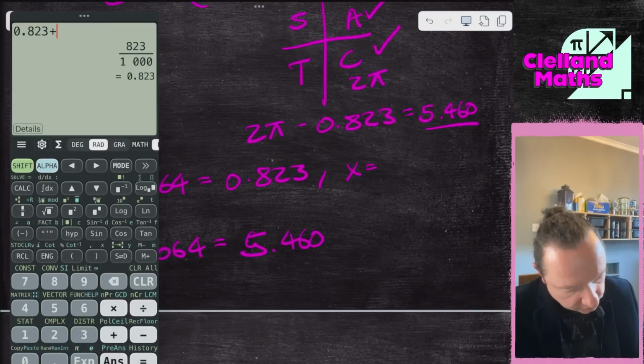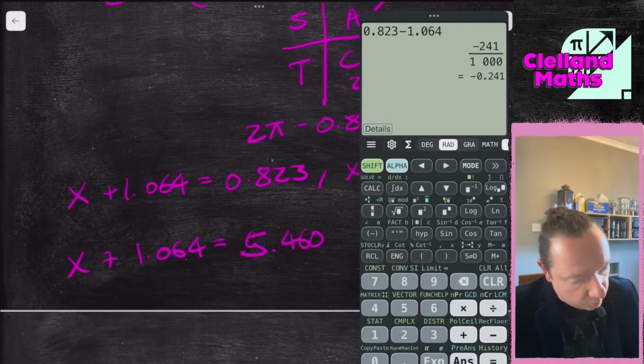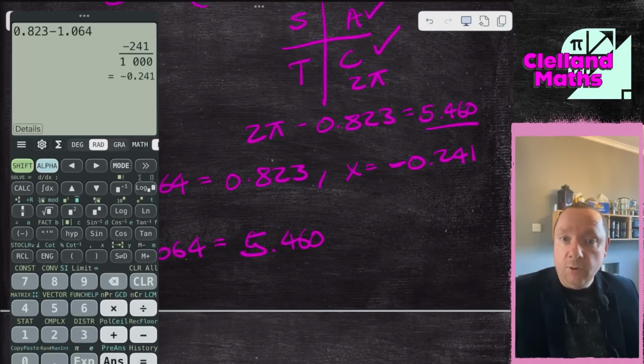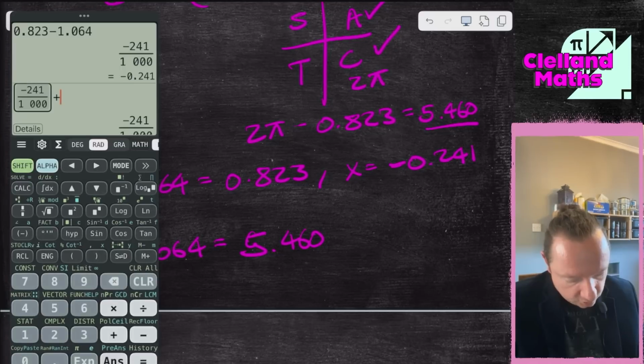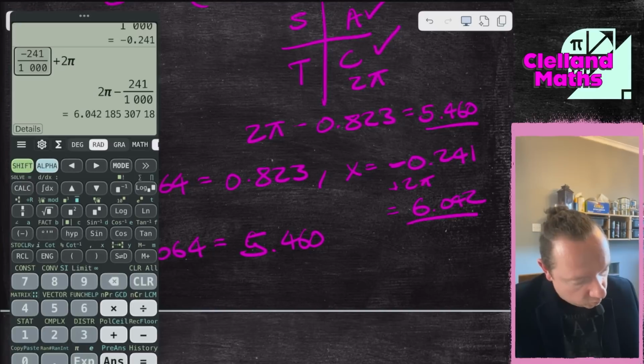Solving that, x would be, not doing the sums in my head, 0.823 minus 1.064 is minus 0.241. Now the answers are between 0 and 2 pi. So if you ever get outside that range, you just add multiples of 2 pi. So I'm just going to add 2 pi because I'm outside the range. And that'll get me inside the range. By adding 2 pi, I get 6.042 for the first one.